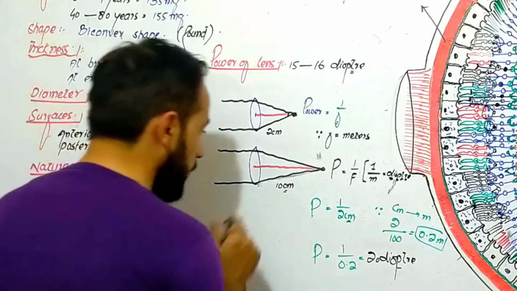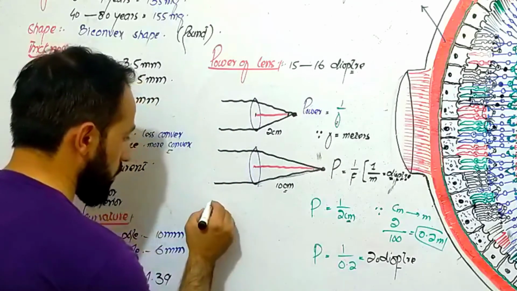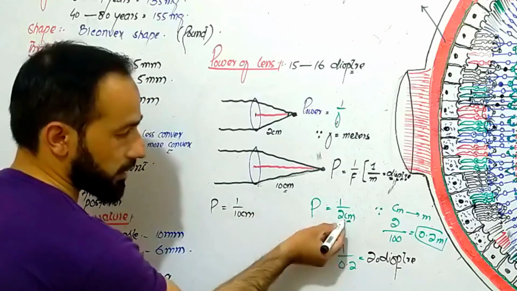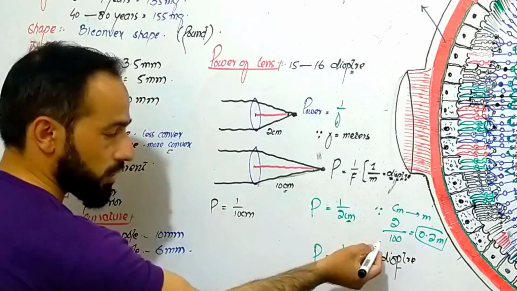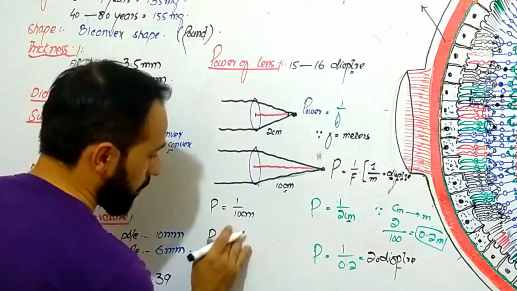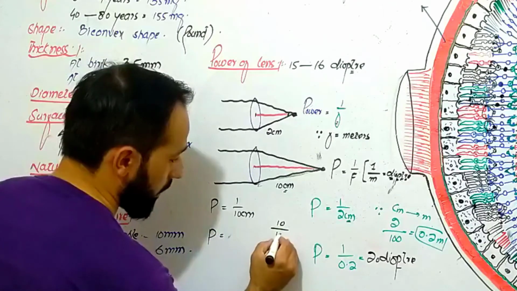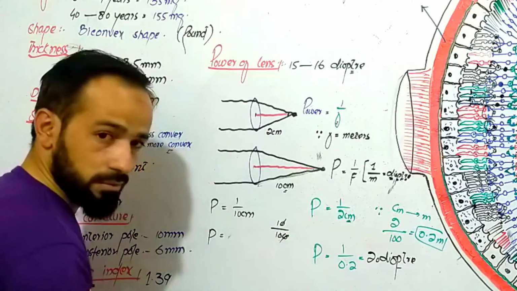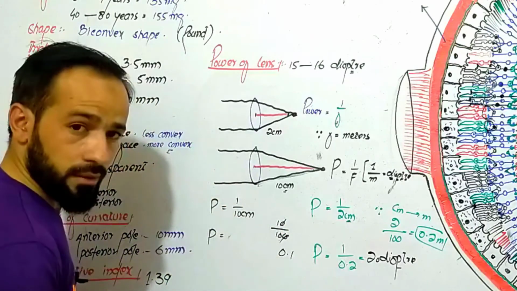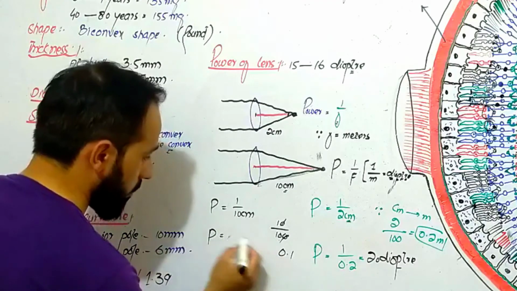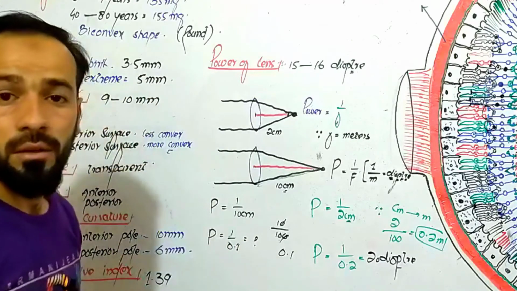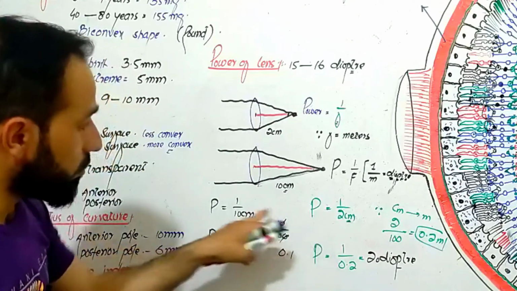And in case of this one, the same calculation will be there. Power is equal to 1 divided by 10 centimeter, right? And convert centimeter to meter: 10 centimeter divided by 100 is 0.1 meter. So we will get 1 divided by 0.1, which will be equal to your power, right? So like this we do this calculation.